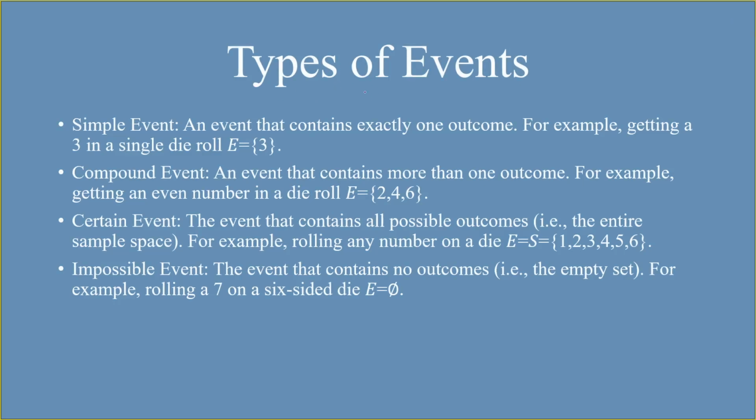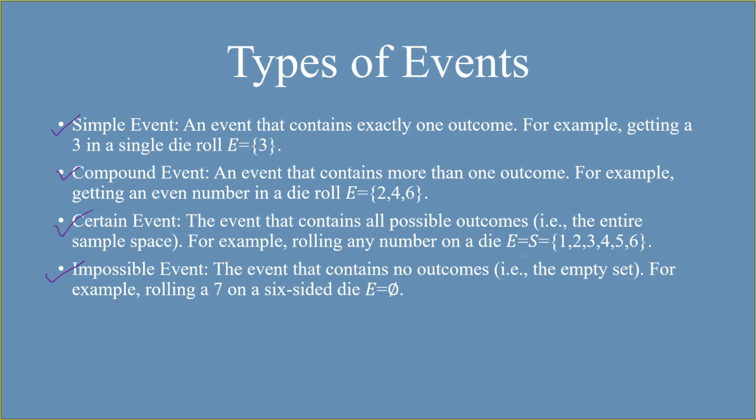There are various types of events, such as a simple event, a compound event, a certain event, and an impossible event. So what is a simple event? An event that contains exactly one outcome, for example getting a 3 in a single dice roll.